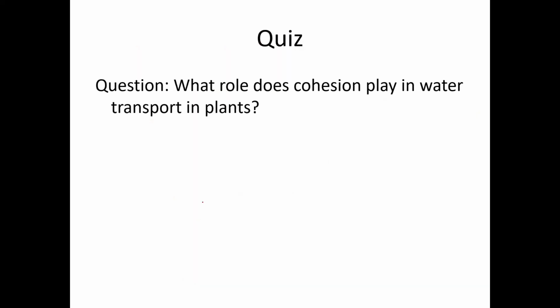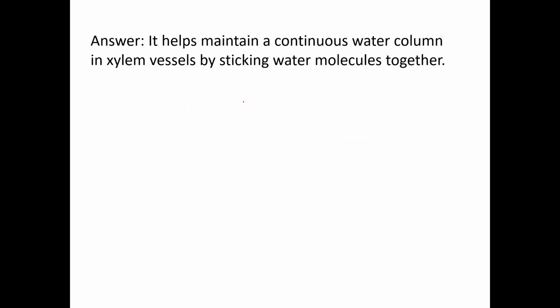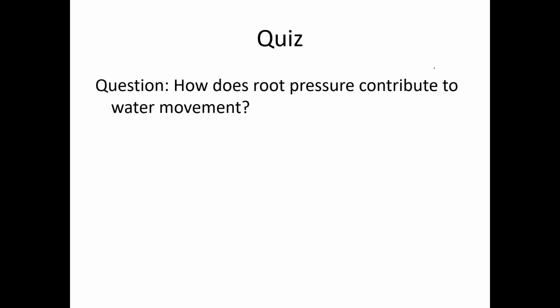Now, let's do some quiz. What role does cohesion play in water transport in plants? So it helps maintain a continuous water column in the xylem vessel by sticking water molecules together.